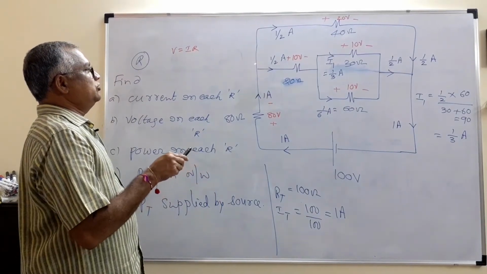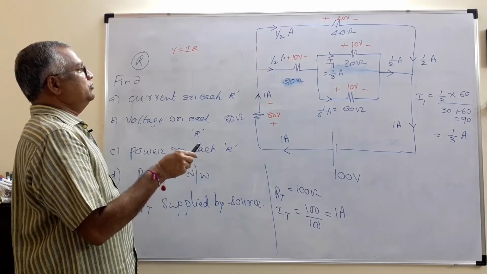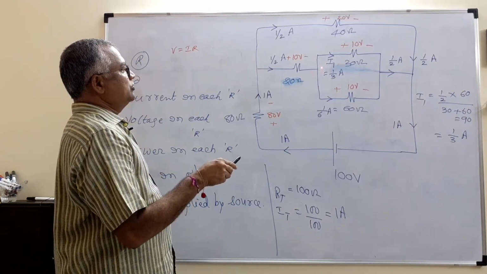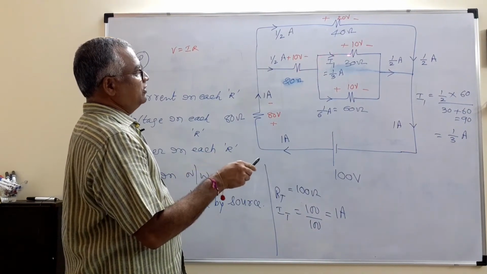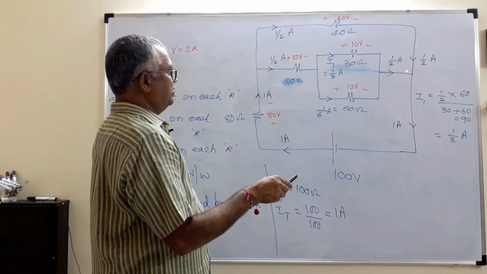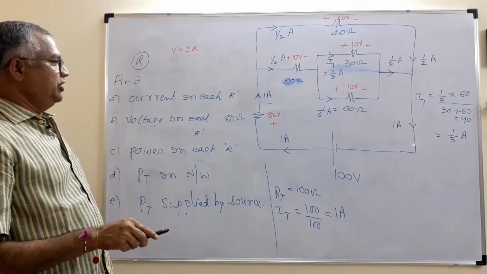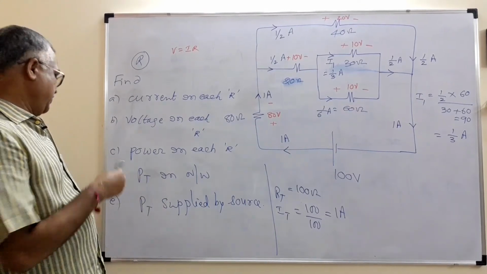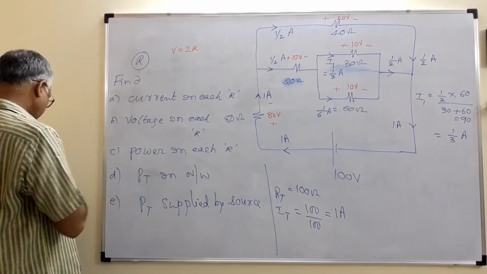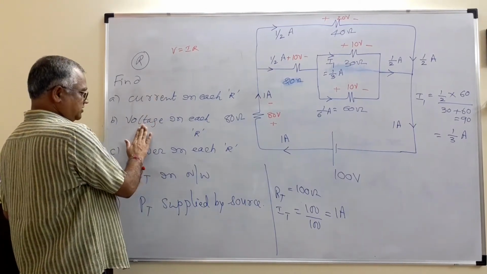Current law you can apply at the node. At this node, how much current is entering? 1. How much leaving? 1 by 2, 1 by 2. So current law is verified at this node. Current law is verified at this node also. How much is entering? 1 by 2. How much leaving? 1 by 3, 1 by 3. So current law is verified here. At every node current law is automatically verified. In every loop voltage law is verified. So that's how you check the voltage law as well as the current law. If current law is satisfied, voltage law is automatically satisfied.